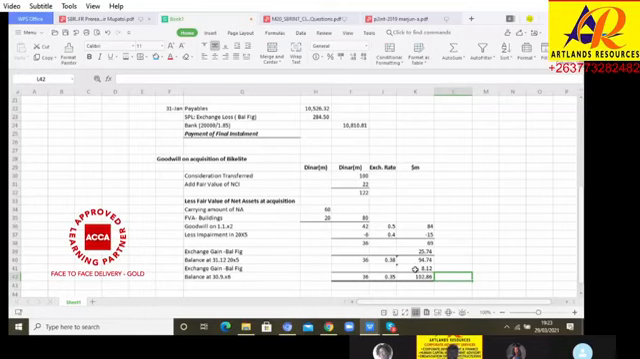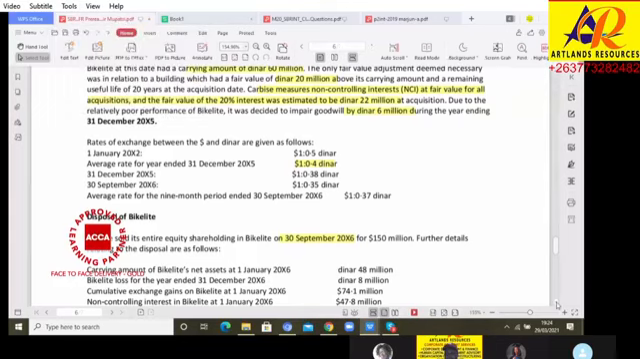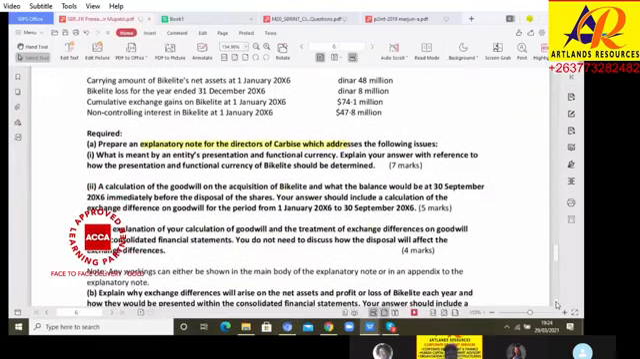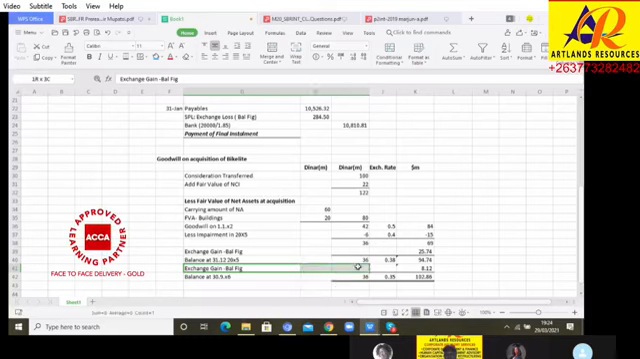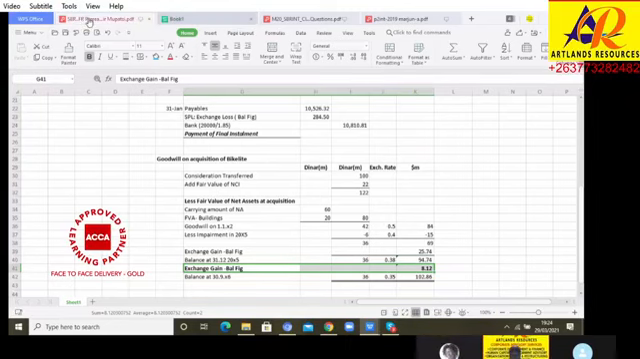Are you not seeing this? So this is what they need. This is what is worth 5 marks. They are simply telling us to calculate goodwill and show the exchange difference on goodwill for the period 1 January to 30 September. So this is actually what they want. The other exchange gain we calculated here, 1 January to. So this exchange gain. Now let me read the next question.